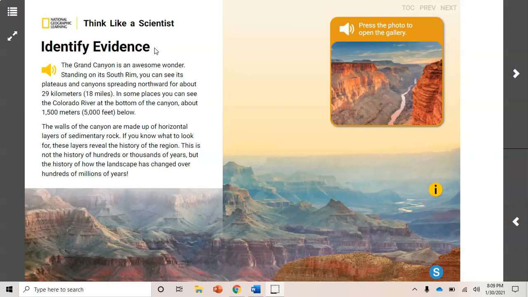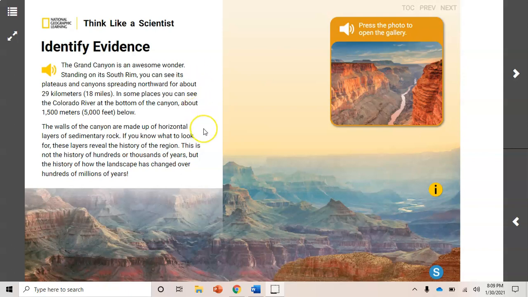And I'll give you a sneak preview. It's about the Grand Canyon. So let's read. The Grand Canyon is an awesome wonder. Standing on its south rim, you can see its plateaus and canyons spreading northward for about 29 kilometers, which is the same as 18 miles. In some places, you can see the Colorado River at the bottom of the canyon, about 1,500 meters, or 5,000 feet, below. Means if you're at the top of the canyon, it'd be about 5,000 feet down to the bottom where you would be able to see the Colorado River.